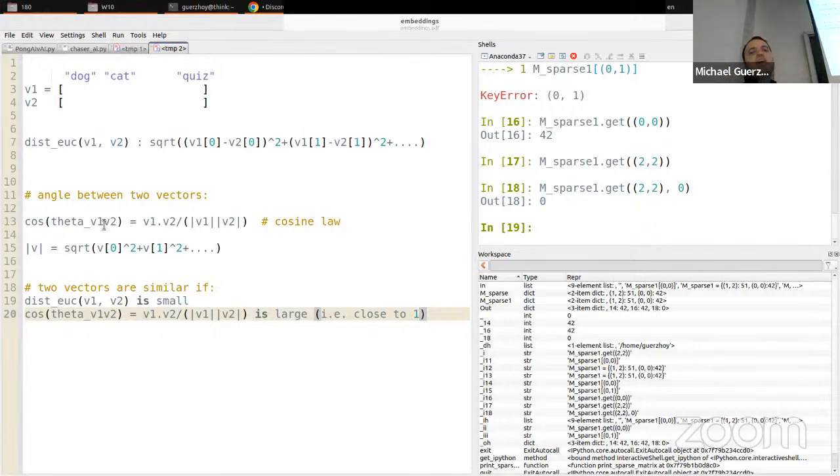So pulling back, for each pair of words, we have this pair of vectors: how many times does V1 occur with dog in the sentence, with cat, and so on, with quiz. The same for V2. Then if the Euclidean distance between the endpoints of the vectors is small, then they're similar. Separately, if the angle between the vectors is small, then they're similar. And angle is small means the cosine of the angle is large, and large means close to 1. It can't be larger than that. Make sense?